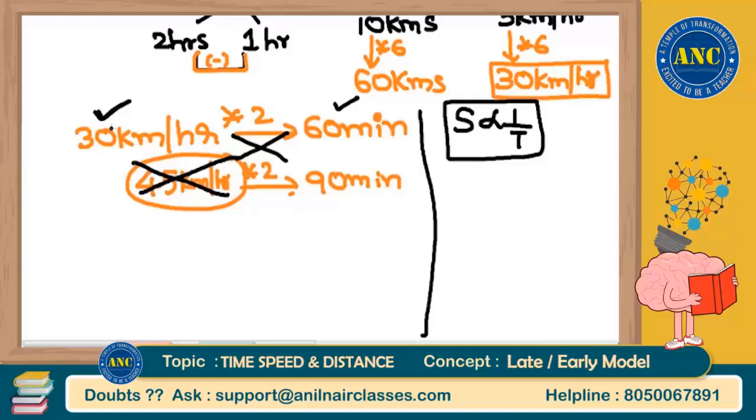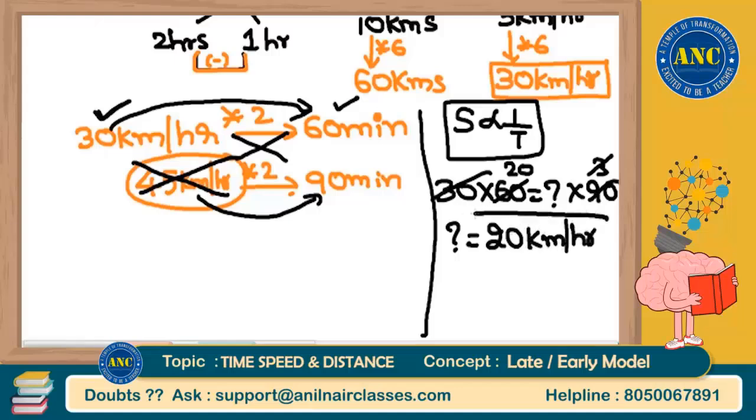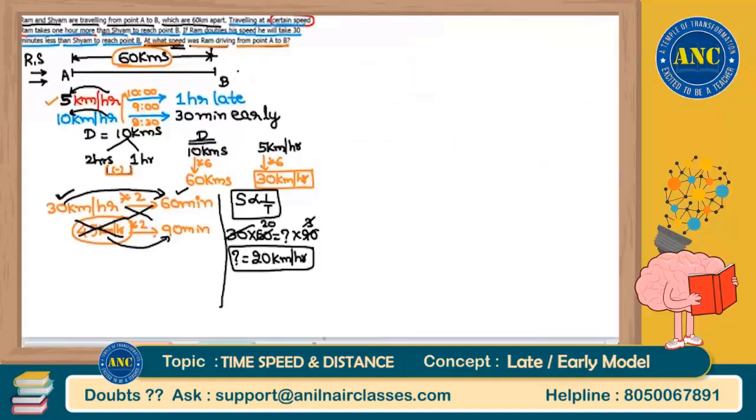That means the actual answer is 30 into 60 is equal to question mark into 90. So this is 30 into 3 is 90, 3 into 20 is 60. Actual speed that Ram is traveling is 20 kilometers per hour. This is my final answer. Very, very beautiful way of solving the problem, which will be connected to my previous problem to understand in the best possible way.